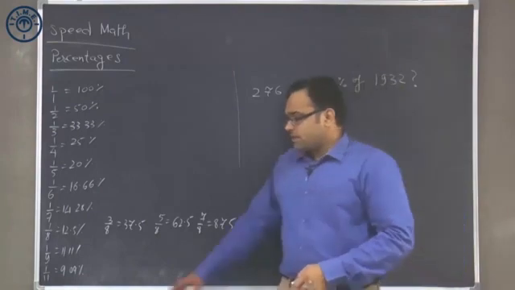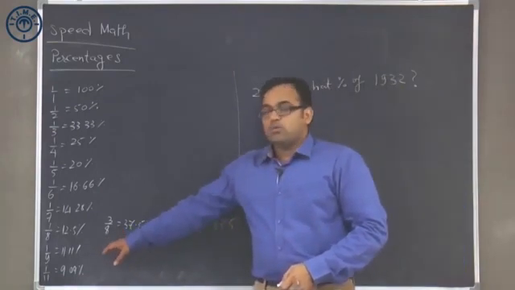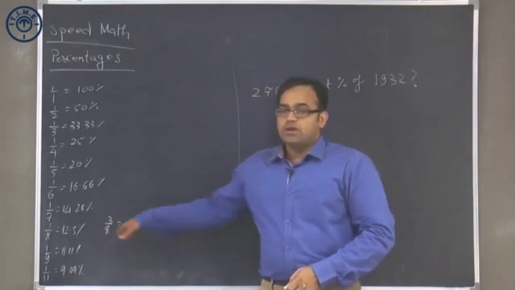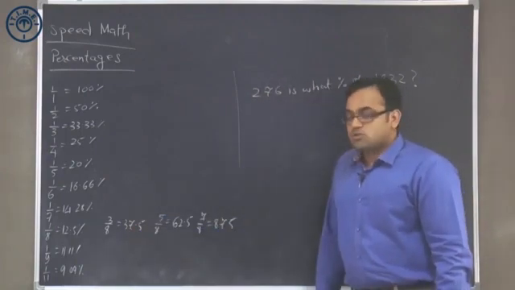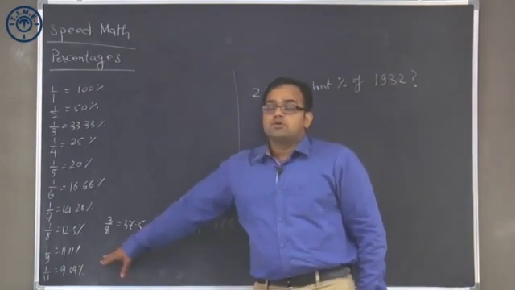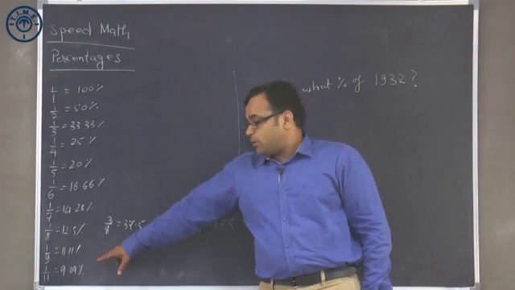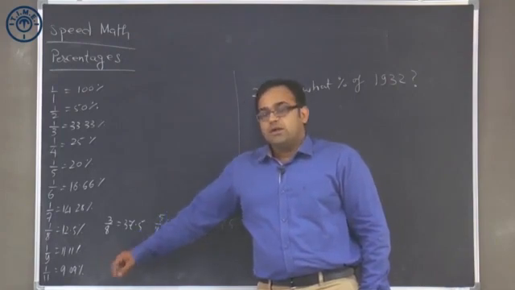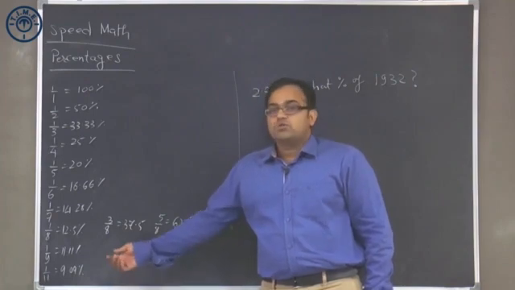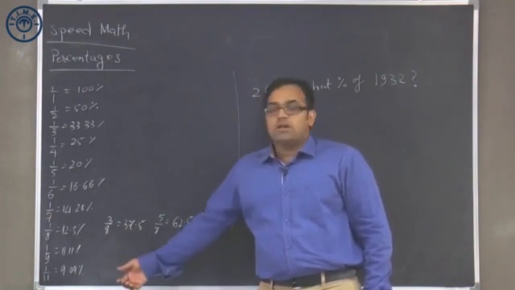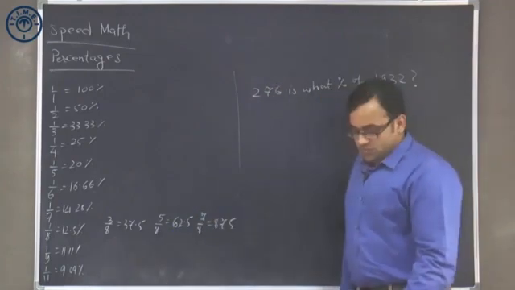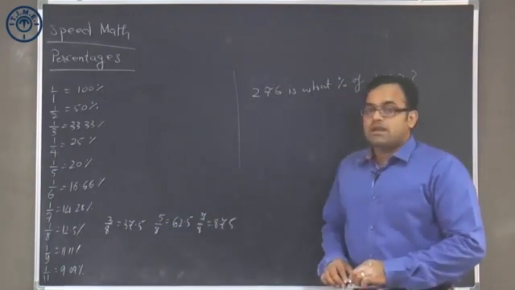Multiplications of 9 would be pretty straightforward. 2 upon 9 is 22.22, 3 upon 9 is 33.33, 4 upon 9 is 44.44, and so on and so forth. Multiplications of 11 would also be pretty straightforward. 1 upon 11 is 9.09, 2 upon 11 is 18.18, 3 upon 11 is 27.27, 4 upon 11 is 36.36, and so on. So with this we'll also get the multiplications of 11.